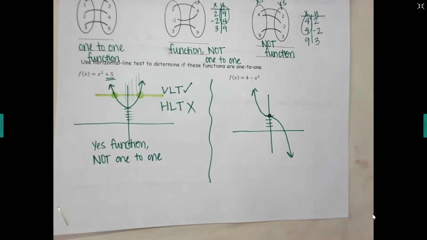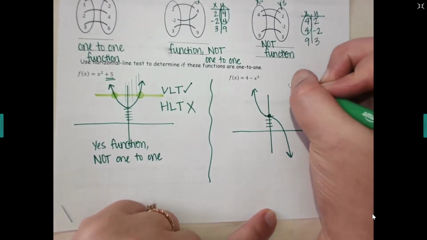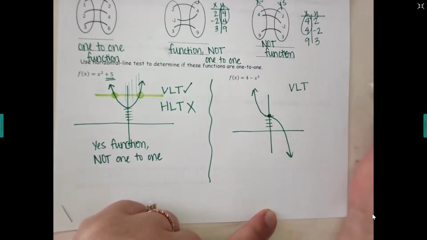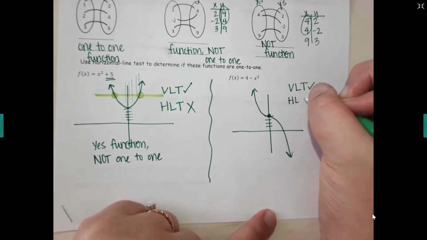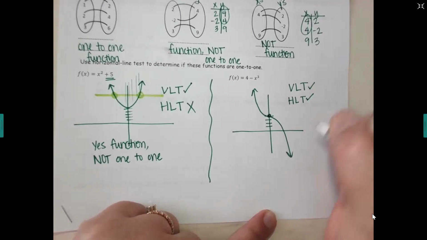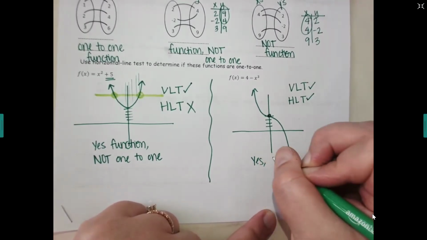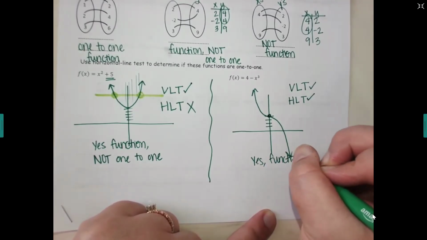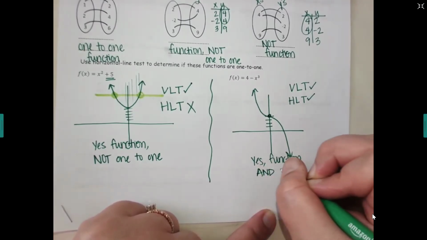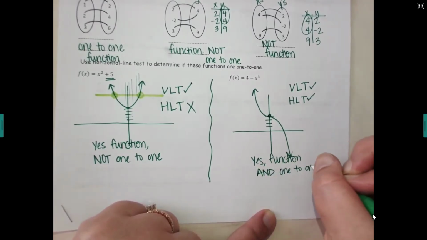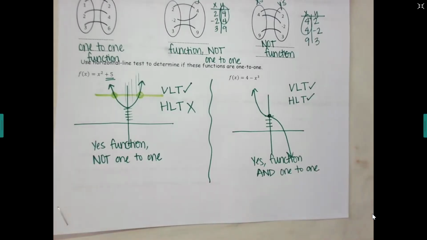So it should look like this. You could also type that into the calculator if you weren't sure. Will it pass the VLT? Yes. Will it pass the HLT? Yes. Then not only is it one-to-one, but it's a function and it's one-to-one. So that's the first thing that you should be able to do: identify whether it's a function and then also whether it's one-to-one. Turn the page when you're ready.